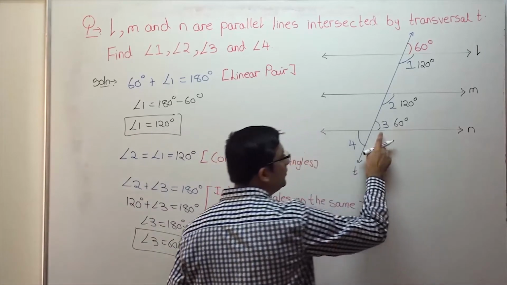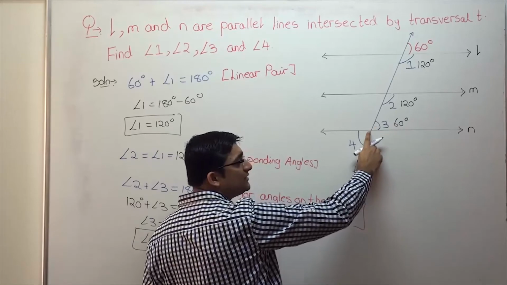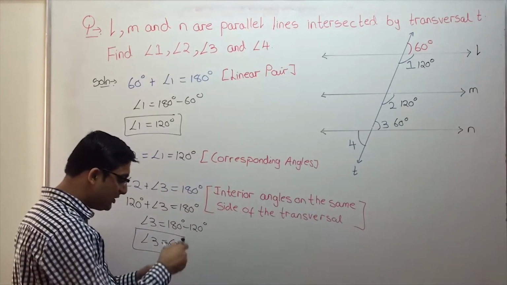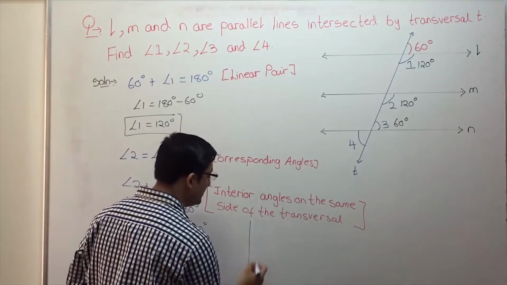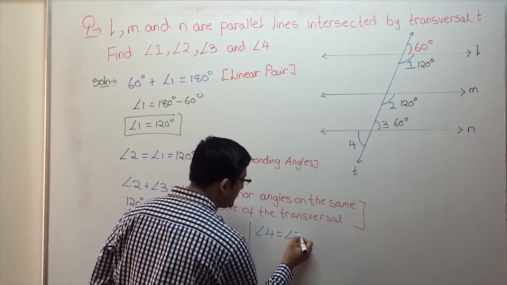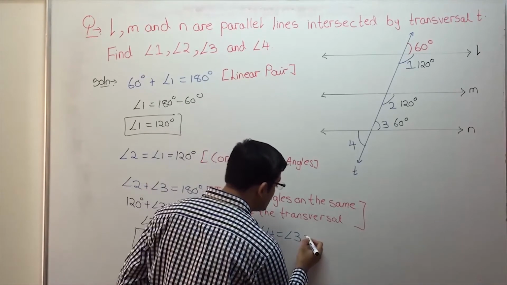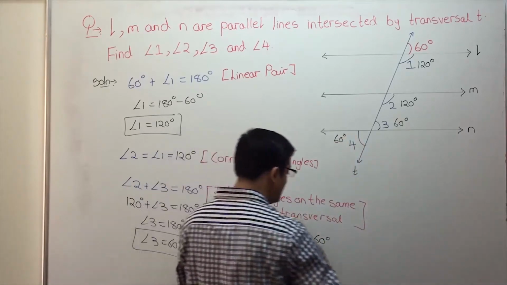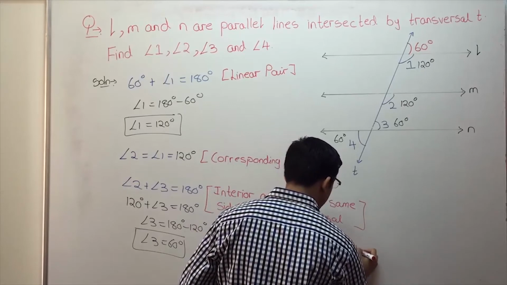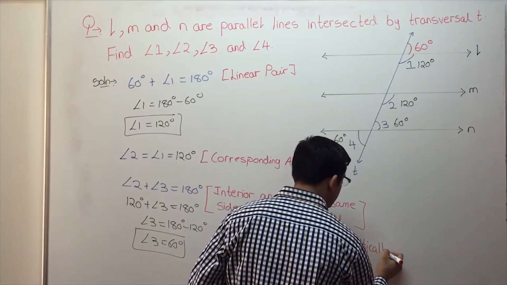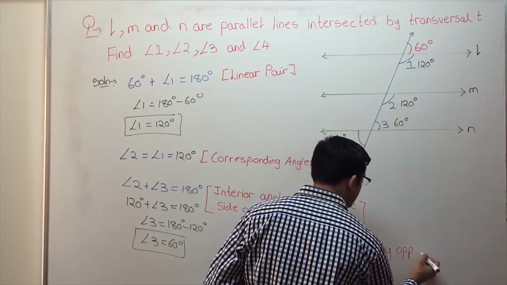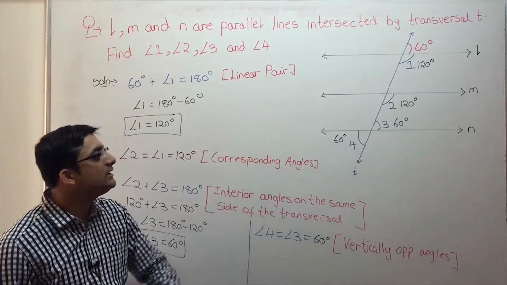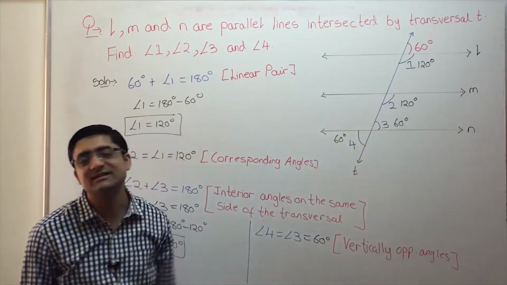Next, I want angle 4. What is the relation between angle 3 and angle 4? They are vertically opposite angles. So vertically opposite angles are equal. I can write over here that angle 4 is equal to angle 3, which is equal to 60 degrees. So angle 4 is 60 degrees. What is the reason? Vertically opposite angles. Hence we have found all the four angles. Angle 1 is 120, angle 2 is 120, angle 3 is 60, angle 4 is 60.